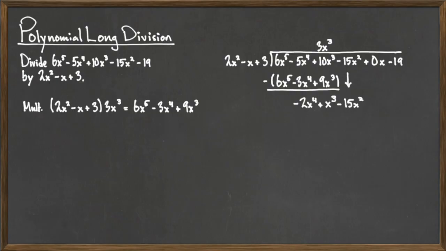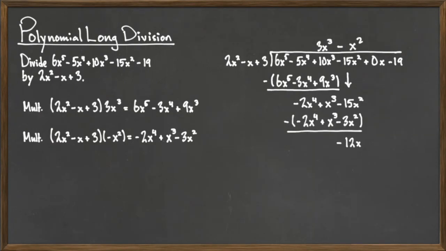And right now it's just a process of rinse and repeat. My next term that I'm after is negative 2x to the 4th, and again I'm weighing this against the divisor of 2x squared minus x plus 3. All I care about is multiplying by something such that my 2x squared from the divisor increases to negative 2x to the 4th. If I want to turn a positive 2 into a negative 2, I multiply it by negative 1. And if I want to increase a power of 2 to a 4, I multiply by x squared. So I'm going to multiply my divisor by negative x squared to get a product of negative 2x to the 4th plus x cubed minus 3x squared.